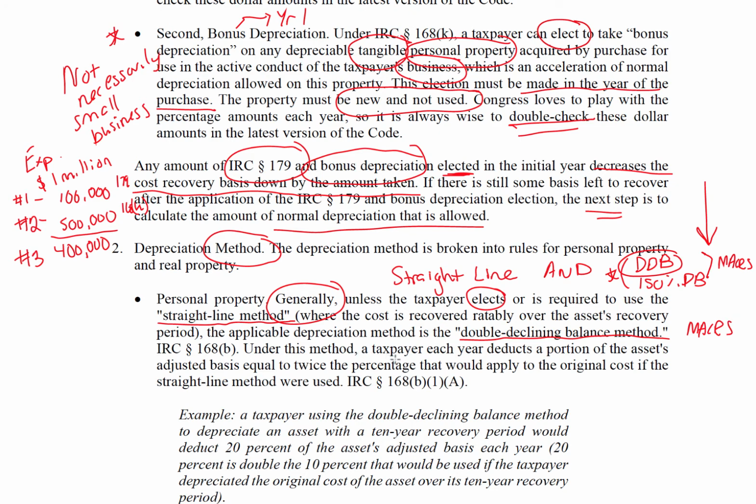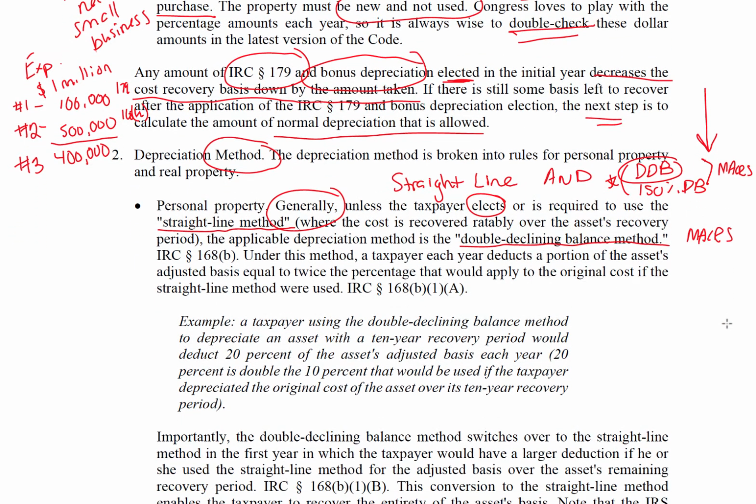So under this method, a taxpayer each year deducts a portion of the asset's adjusted basis equal to twice the percentage that would apply to the original cost if the straight line method were used. And the idea is that the basis will be reducing every year that you go down, so you're multiplying those percentages as you're going down, if you will. Okay? Just like we have in financial accounting. So that's what the percentages, which are actually tables, that's how they're computed. That's where these percentages come from. And you can get the IRS tables.